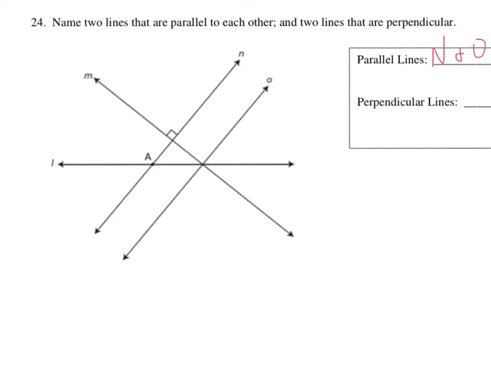And then perpendicular lines, those are 2 lines that cross and make a 90-degree angle. If I know that these lines are parallel, and this is cutting through it, this is going to make a 90-degree angle, and so is this. So I could write that line M and line N make perpendicular lines, or line M and line O make perpendicular lines. So M and N, or M and O.